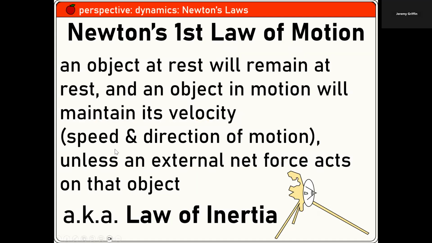All right. Newton's laws of motion. Know these 3 laws. The first law is also called the law of inertia. This is the one that says an object at rest will remain at rest. An object in motion will maintain its velocity unless an external force acts on that object. So if there is an external force, then the object will accelerate. That's to say, it will change its motion somehow. It'll speed up, slow down, or change direction. You could also go around a curve. That's also force and acceleration.